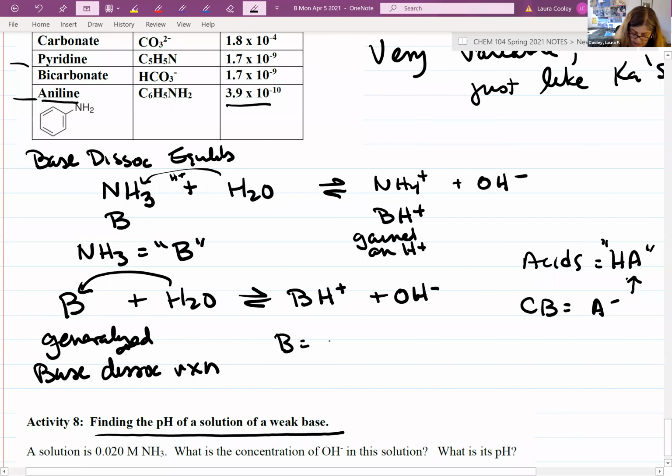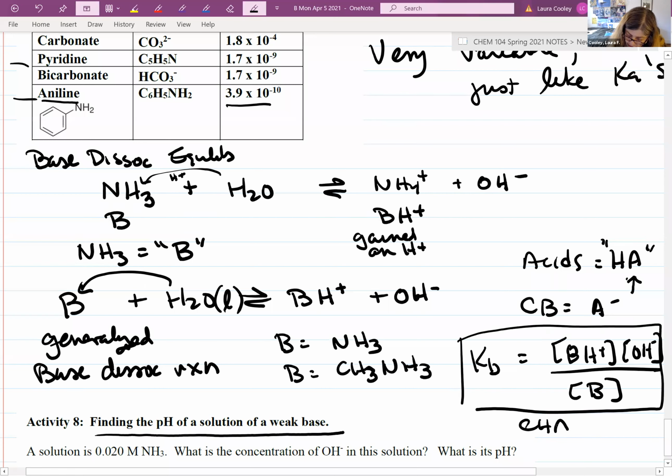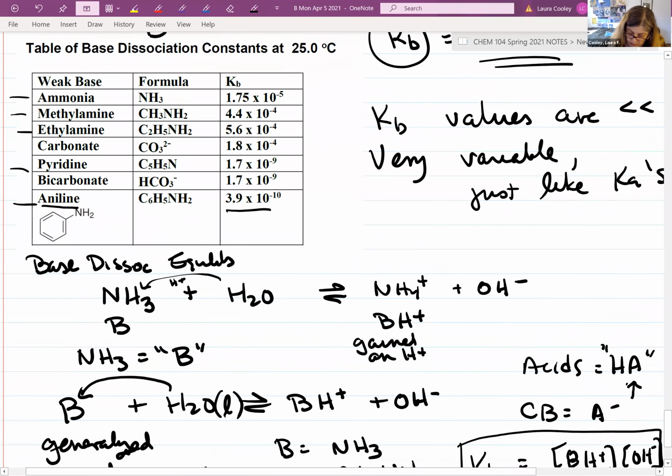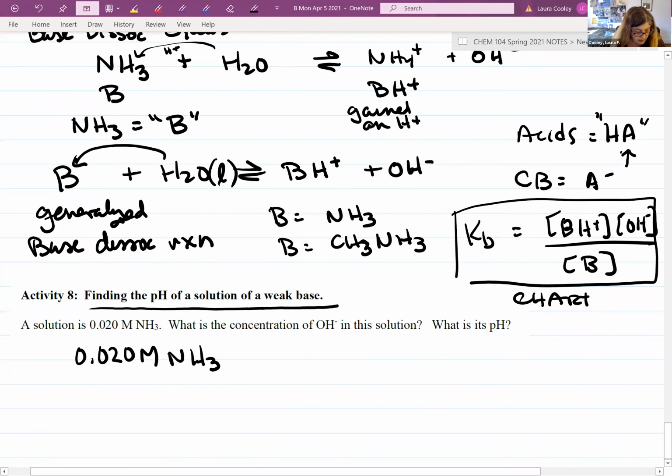And this B could be NH3, or it could be CH3NH2, methylamine, or ethylamine. And the Kb will be the concentration of BH+ times OH- over B, because water is a liquid again. And so these are the numbers that are in the chart that I just showed you here. They're analogous to the acid dissociation constants.